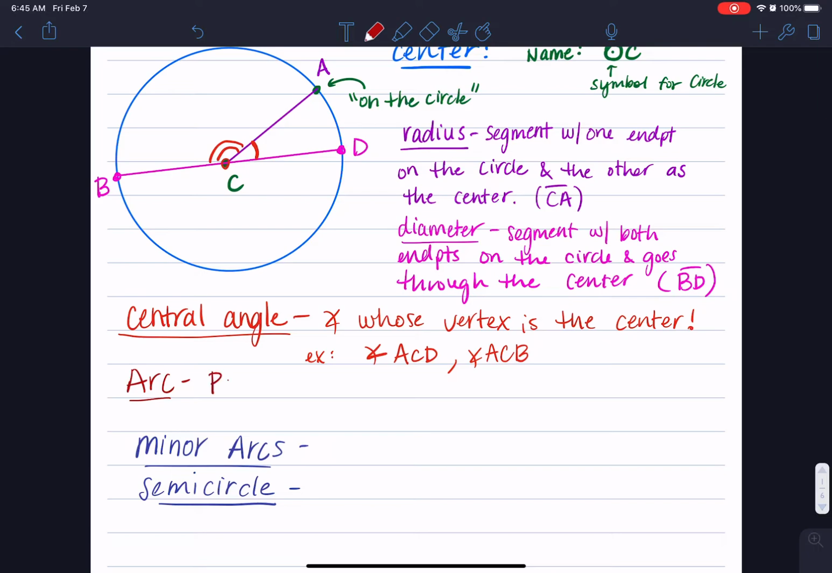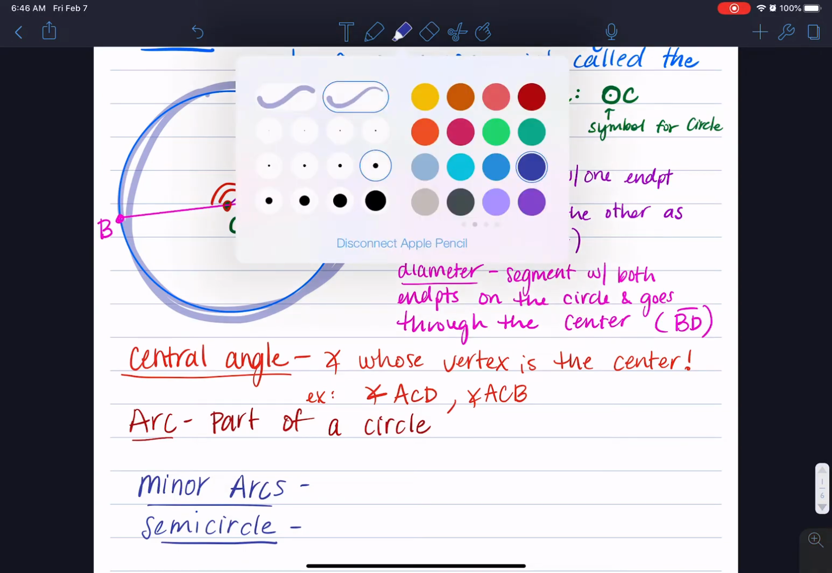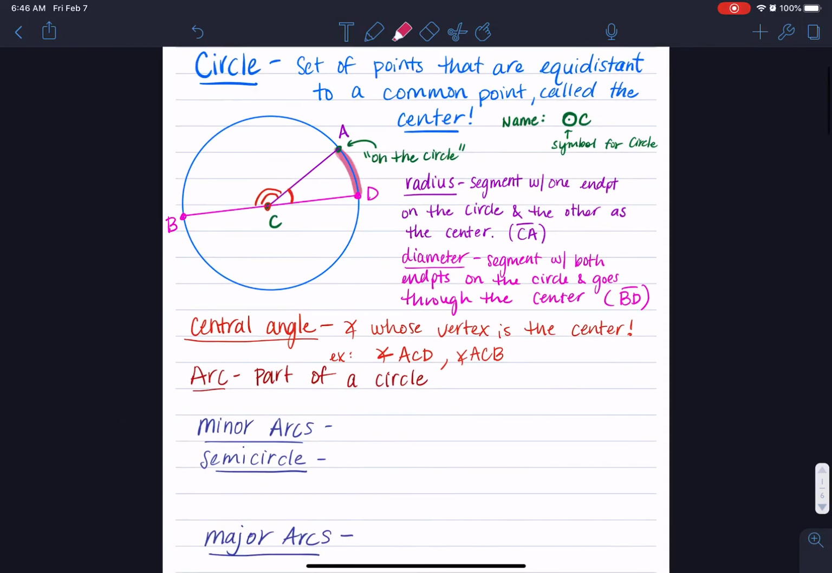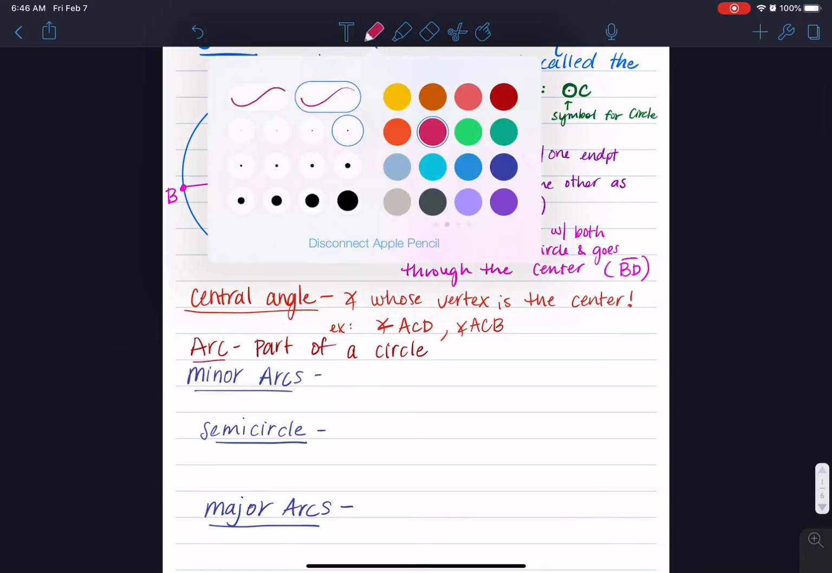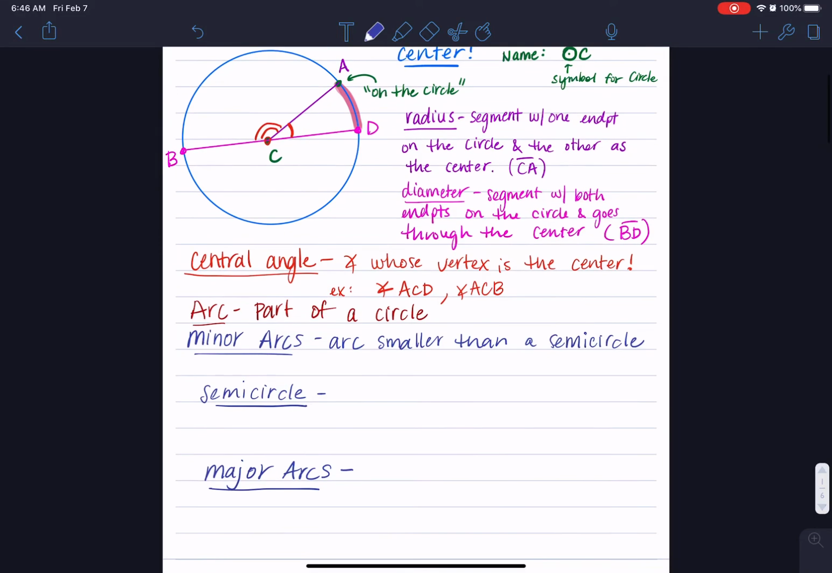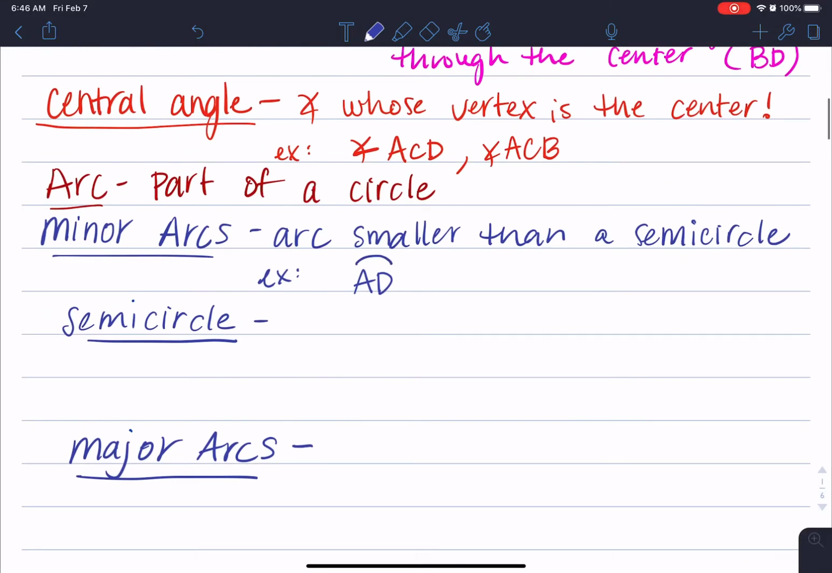An arc is simply part of a circle. Remember, the circle itself is only this part here. So when I say an arc, I am specifically referring to just part of that circle. For example, we'll look at this arc here. What I just drew is called a minor arc. A minor arc is an arc that is smaller than a semicircle. For example, that would be AD, and here's the symbol for an arc. You have to put a little mini arc above it. Sorry, that looks gross. Like that.